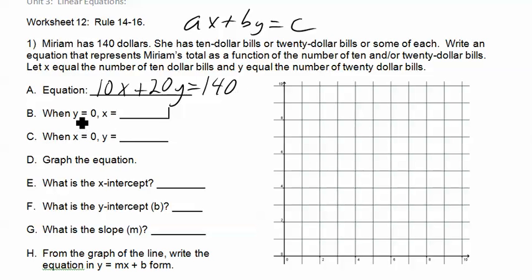Okay, so when y is 0, when I have 0 $20 bills, how many $10 bills do I need? So we've been doing problems like this. When y is 0, this goes away, and we're left with the equation 10x equals 140. We divide both sides by 10. We get x is 14 $10 bills.